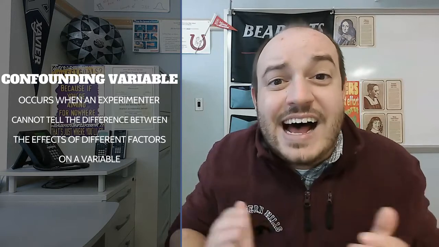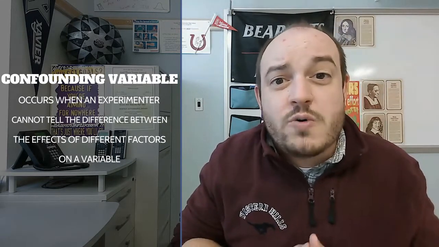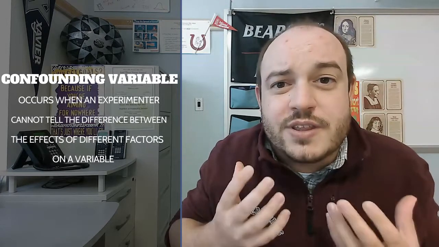So there are tons of different ways this can happen. This is just one example, but there are always things in our world that are altering the results of our experiment. So now we're going to start going through a few tips and tricks to see what we can do to try to prevent confounding variables from happening.